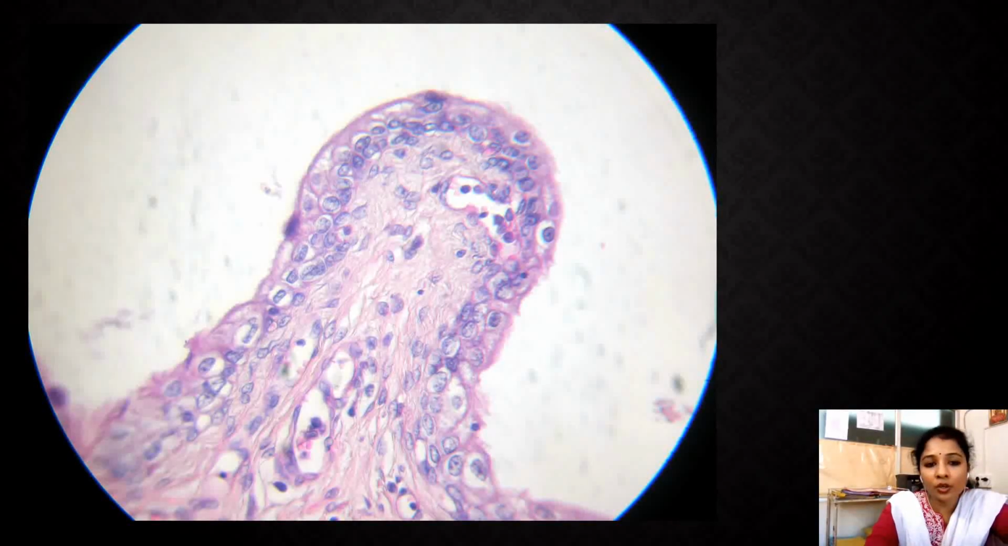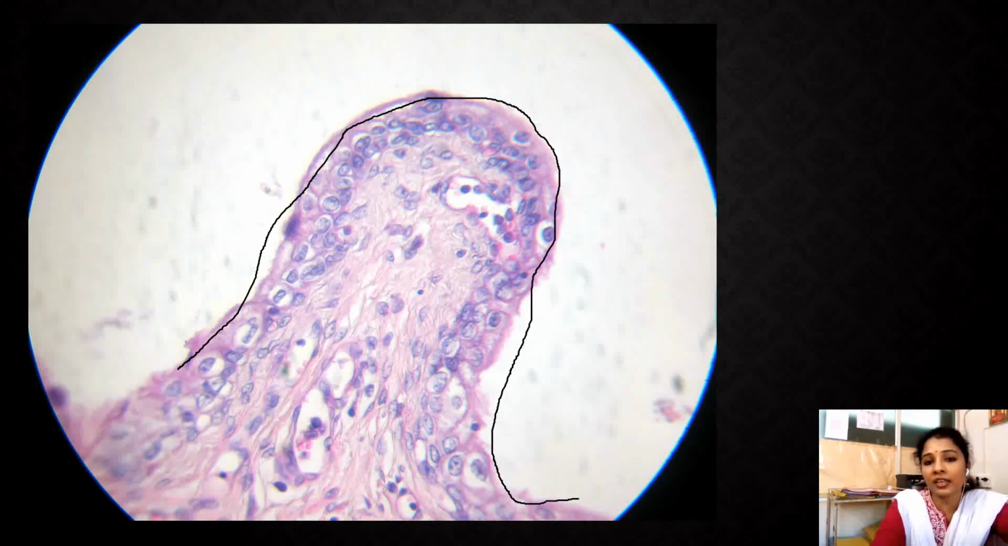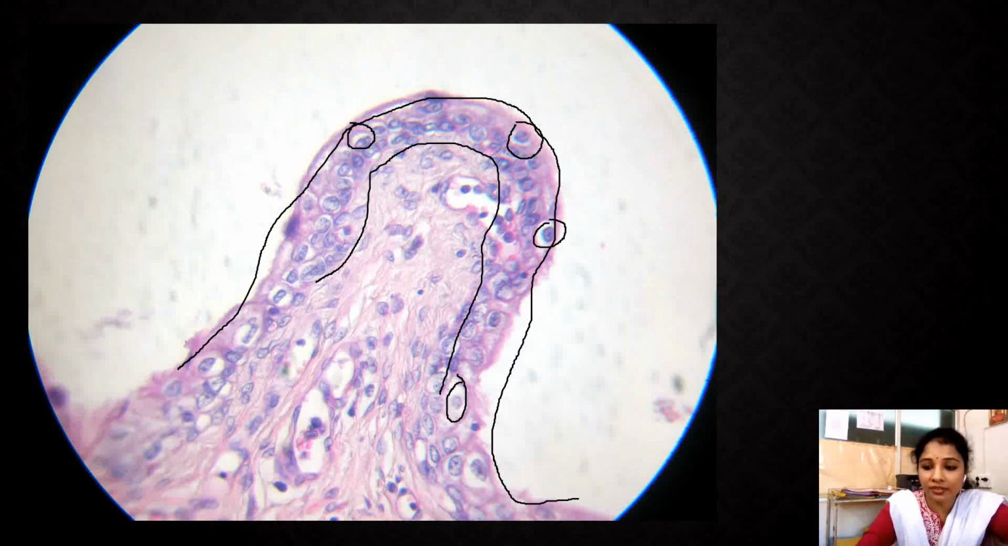So here is a closer view to show the epithelium. The epithelium is 4 to 6 layers, whereas in stratified squamous epithelium it is up to 20 layers. So here the layers are fewer, only 4 to 6 layers, and we can see the large cells beautifully here. By seeing the epithelium, we can identify that it is the urinary bladder or ureter.